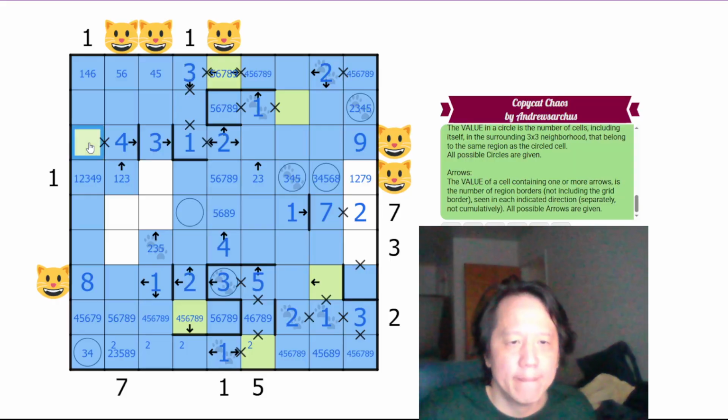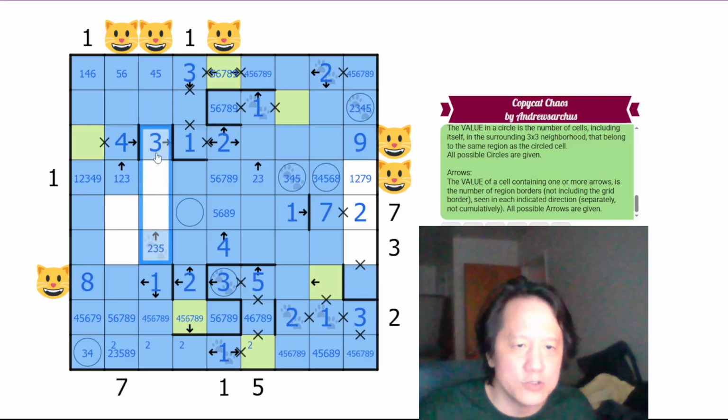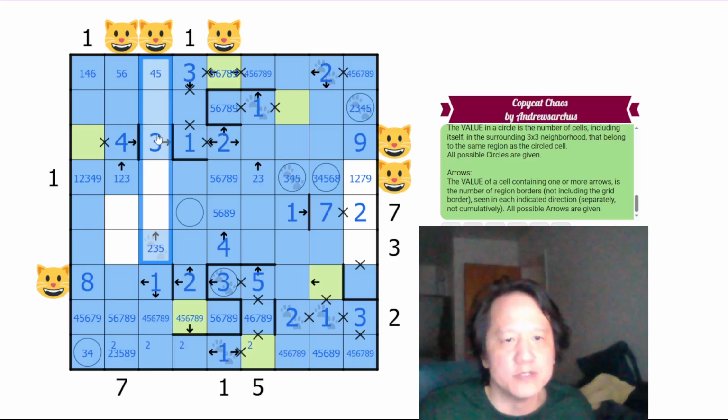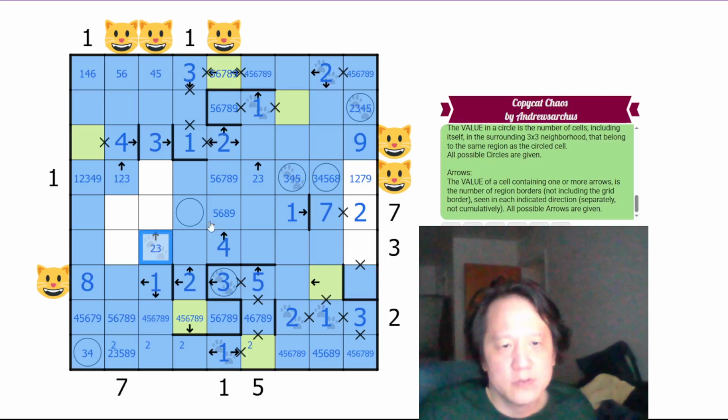So 1 could be at 1, 4, and 6. That's still possible. Copycats in 4, 5. Copycats in 5 or 6. This cannot be 5, though, anymore. If we have boundary, 1, 2, 3, 4, 5 boundaries, this would be blocked from being possible. So this is 2 or 3, and it can't be. This is 3 guaranteed, so this must be 2.